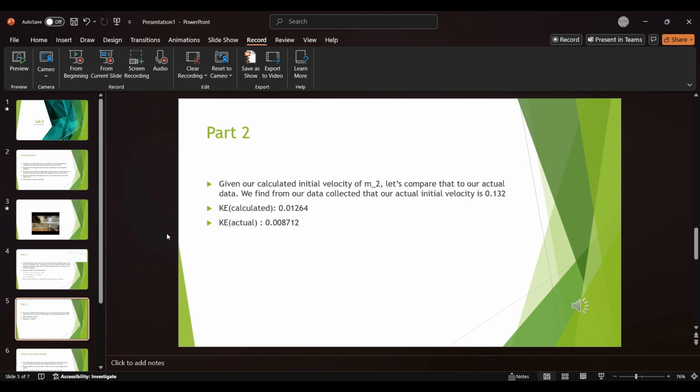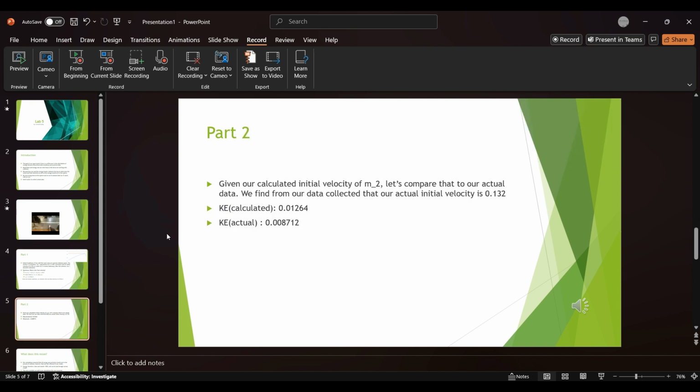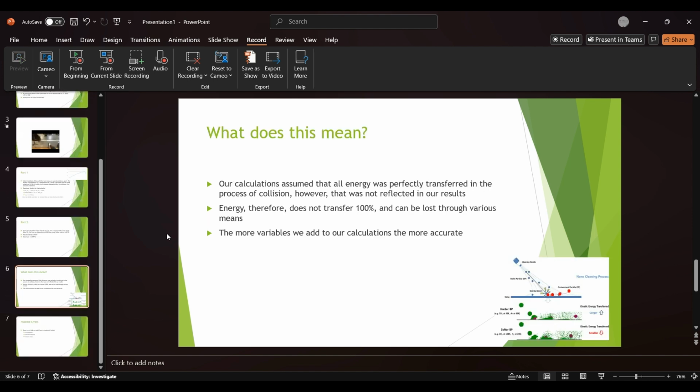Then we compared that to the actual data, and we saw that the actual final velocity was 0.132, while the final velocity of our calculated data was 0.159 meters per second. Calculating the kinetic energy difference, we saw that there was some energy difference between the actual data and what we calculated. So, what does this mean?